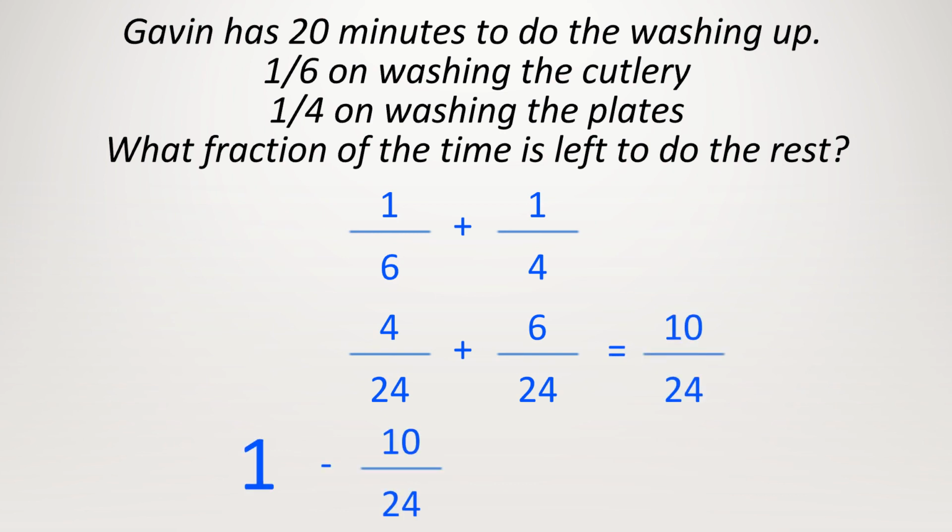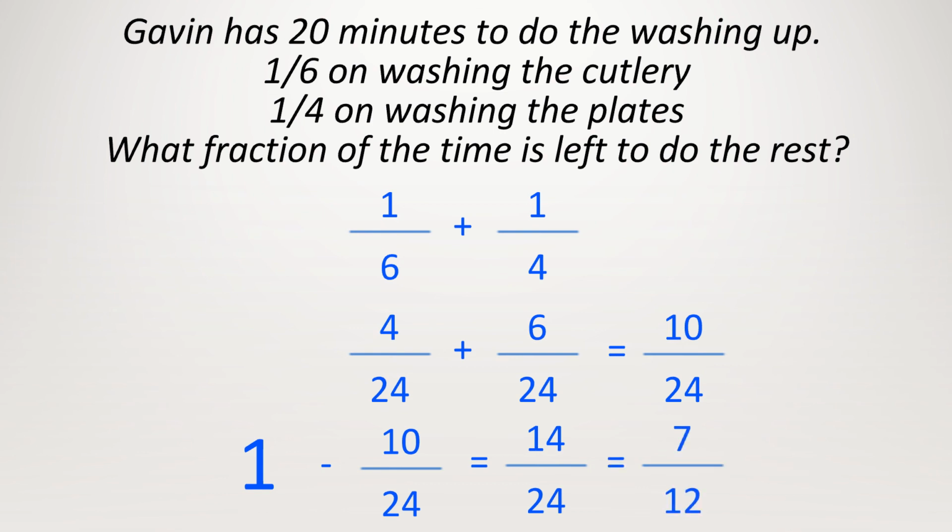What fraction is left? We do 1 whole minus 10 over 24. This is 14 over 24. And then we can simplify that. Both are in what times table? The 2 times table. This becomes 7 over 12.